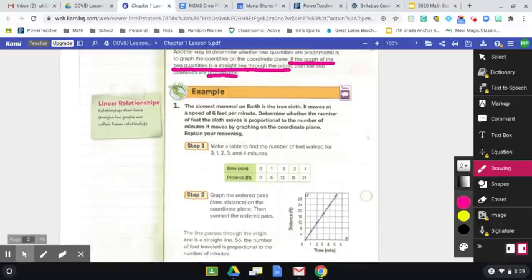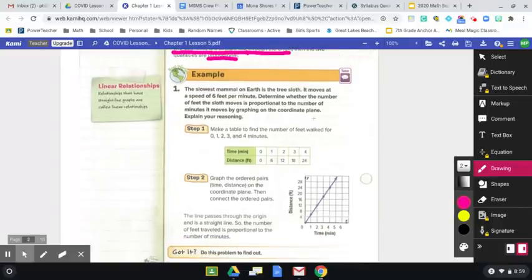Okay, so example 1 says, the slowest mammal on Earth is the tree sloth. It moves at a speed of 6 feet per minute. So there is our unit rate. Determine whether the number of feet the sloth moves is proportional to the number of minutes it moves by graphing on the coordinate plane, and explain your reasoning.